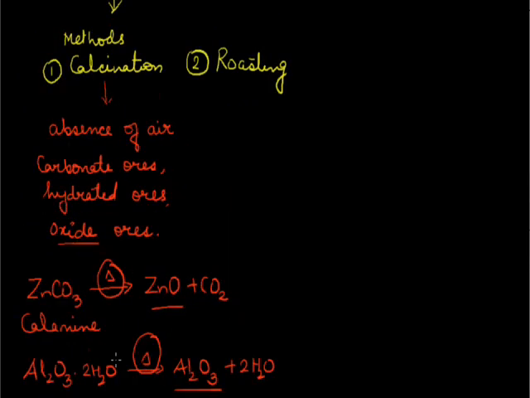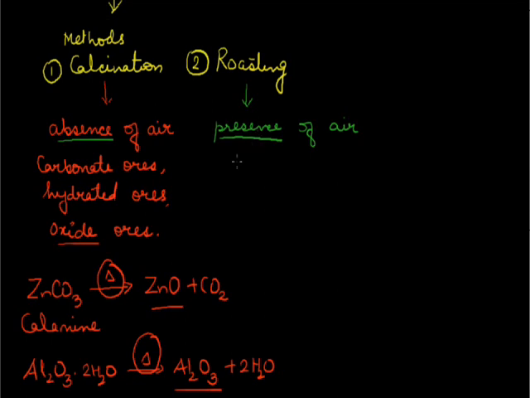Now we come to roasting. Roasting is the heating of ore in the presence of air. Now this is very important to be noted down. Calcination is done in the absence of air and roasting is done in the presence of air. This is the main difference between calcination and roasting. Both are employing heating of ore, conversion of ore into oxide. This is the common factor between the two. But the difference is calcination is done in the absence of air, roasting is done in the presence of air.